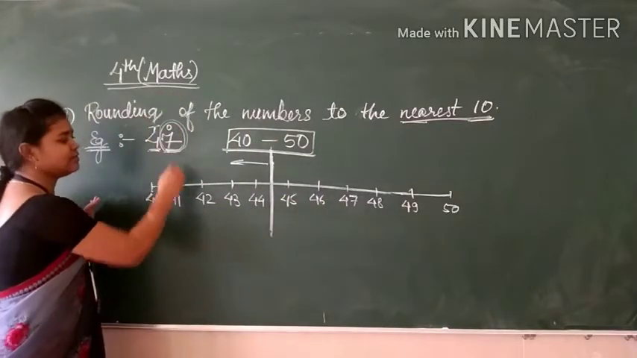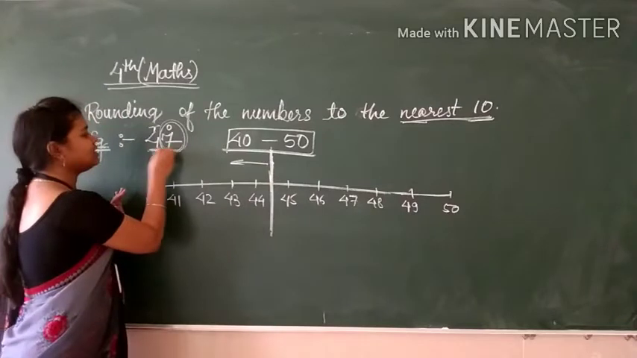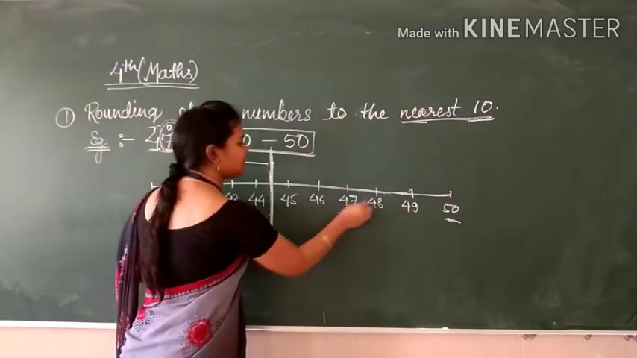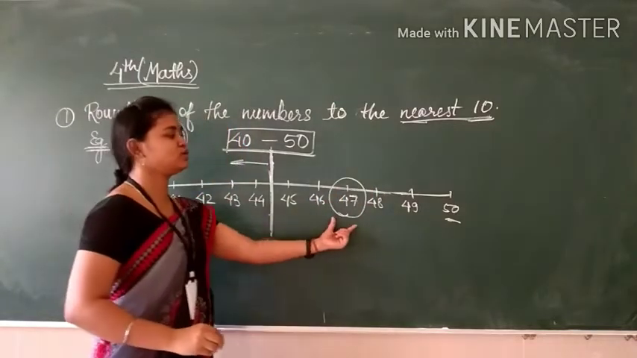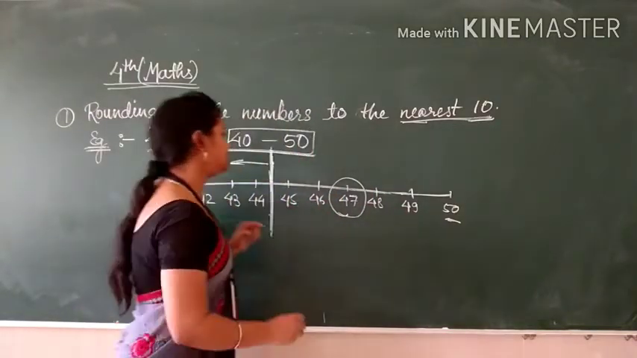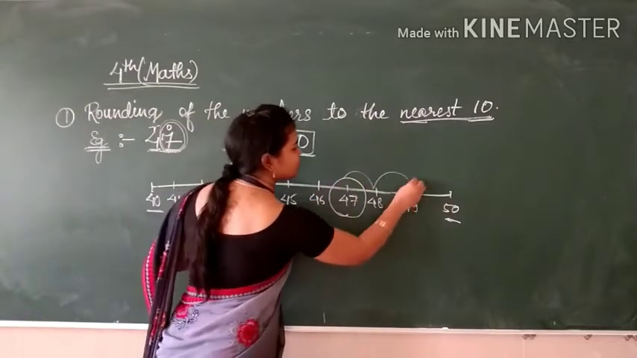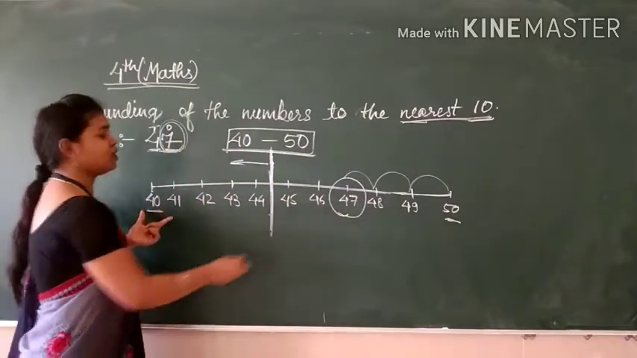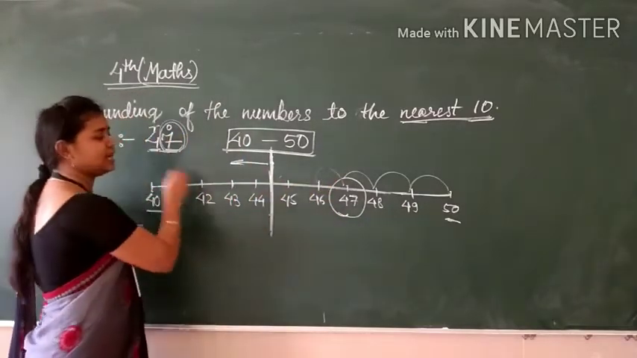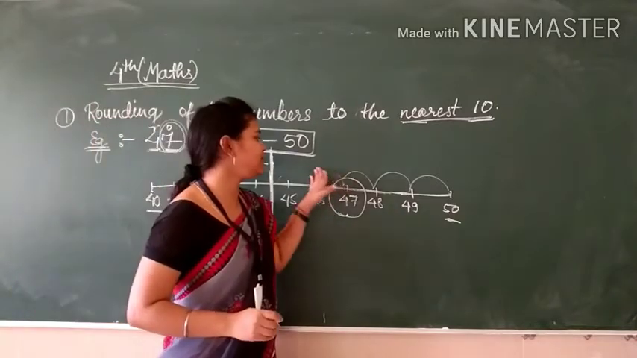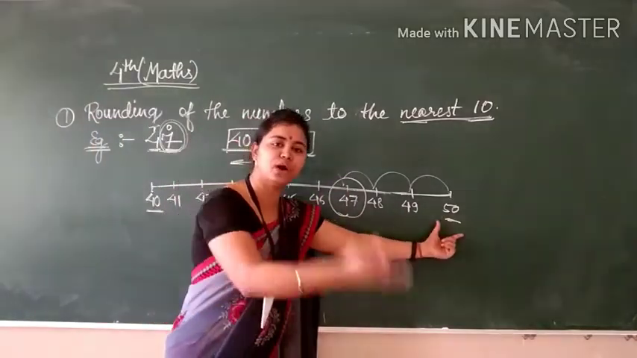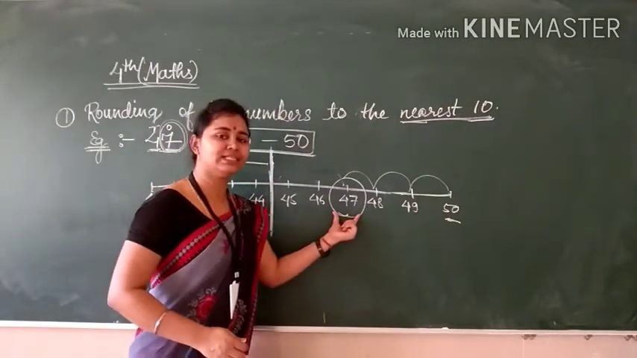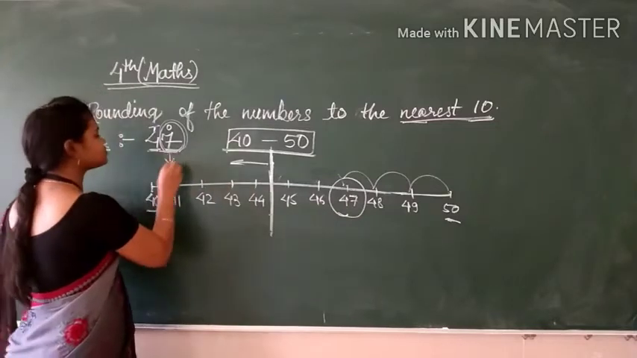Means it is 7. So is 47 closer to 40 or closer to 50? This is the number 47. So it is closer to 50. Only 3 steps, 1, 2 and 3, we have to take to move to 50. And if you want to move to 40, we have to take many steps, more than 3. Simply by taking 3 steps forward, we are able to get 50.